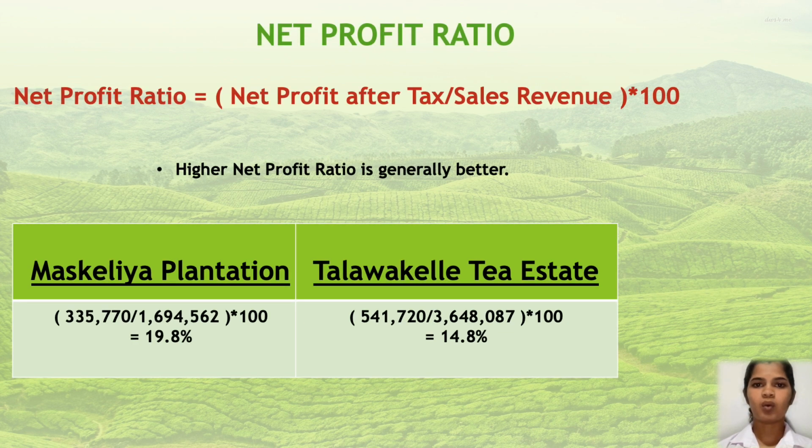I am Padya. Now let's see the net profit ratio of Muskelia and Thalawakele Tea Estate. According to the calculations, for every 100 rupees the company earns from sales, Muskelia Plantation keeps 19 rupees and 80 cents and Thalawakele Tea Estate keeps 14 rupees and 8 cents as profit after paying all its expenses, taxes and interest. Therefore, compared to Muskelia Plantation, Thalawakele Tea Estate has a lower percentage of revenue translated into profit after all expenses and taxes. Therefore, according to the net profit ratio, Muskelia Plantation is better.